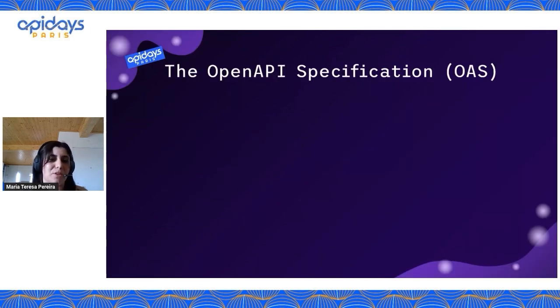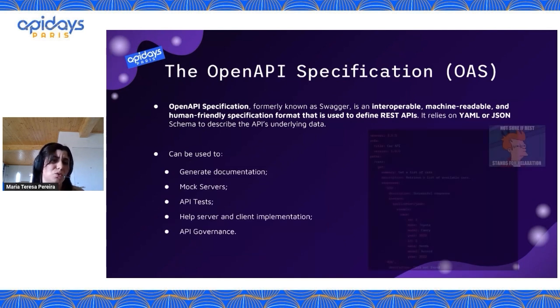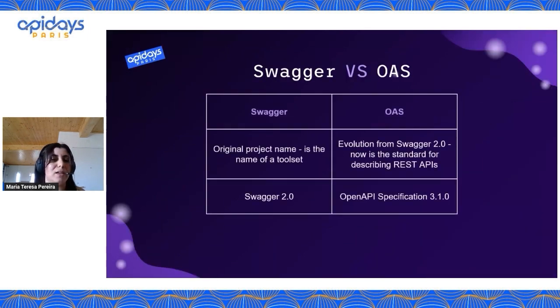But what is the OpenAPI specification? The OpenAPI specification, formerly known as Swagger, is a powerful way to document your APIs in a standardized and machine-readable format. OpenAPI provides a standard way to describe REST APIs. Besides being used to generate documentation, it can also be used in providing mock servers, performing API testing, and also to help you on API governance checks. Sometimes the concepts of Swagger and OpenAPI specification are used interchangeably, but in practice, the concepts are really different.